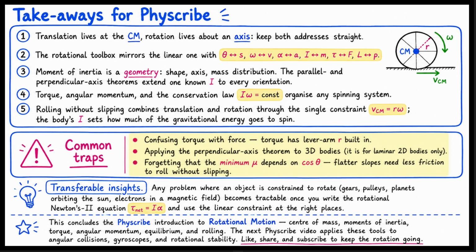Any problem where an object is constrained to rotate, from gears and pulleys to planets orbiting the sun and electrons in a magnetic field, becomes tractable once you write the rotational Newton's second law tau net equals I alpha and use the linear constraint at the right places.